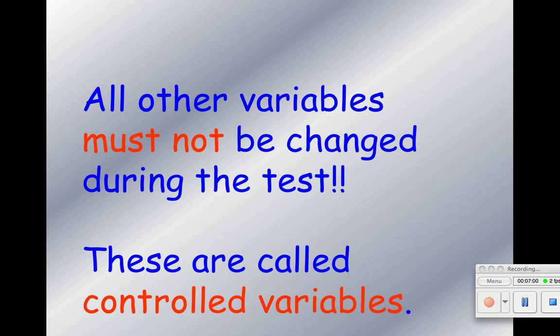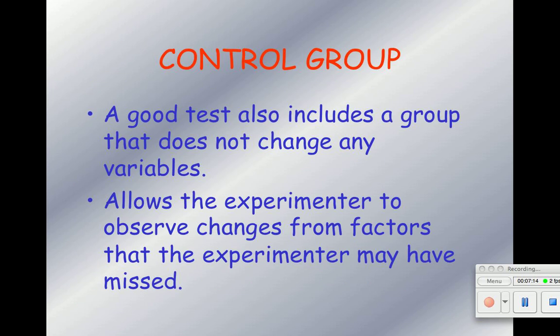So I'm only changing my independent variable, the thing that I'm testing, and the growth of the corn, something that's dependent upon the thing that I'm changing. Everything else stays the same. Those are control variables. Okay, and sometimes we also like to have control groups as well. A good test also includes a group that does not change any variables, and allows the experimenter to observe things that I may have missed or may have not realized.